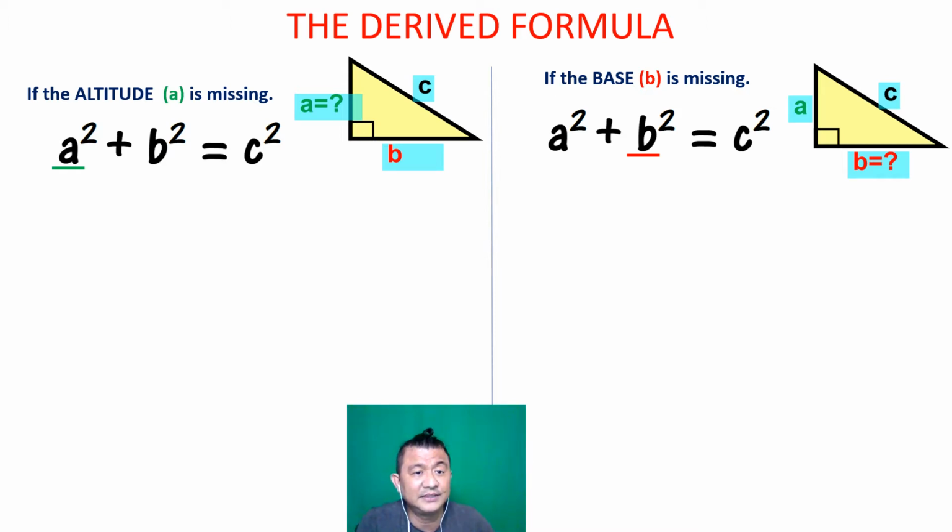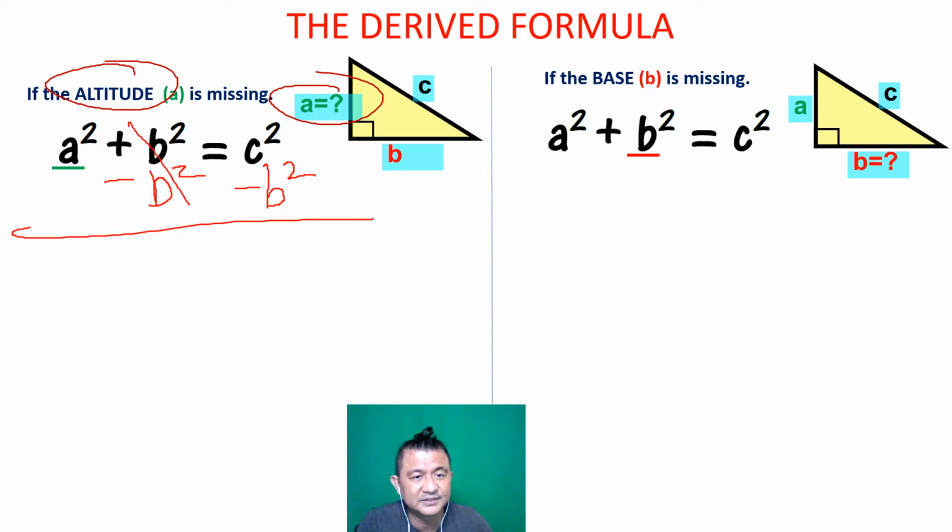Now, let's start with the altitude. If this is missing, the letter A, okay? So I don't need a squared plus b squared. I need to take away b squared from both sides: minus b squared, minus b squared. That cancels out. See that? So what remains is a squared now equal to, subtracting these two, c squared minus b squared. Can you see the difference? It's not addition now, it's subtraction.